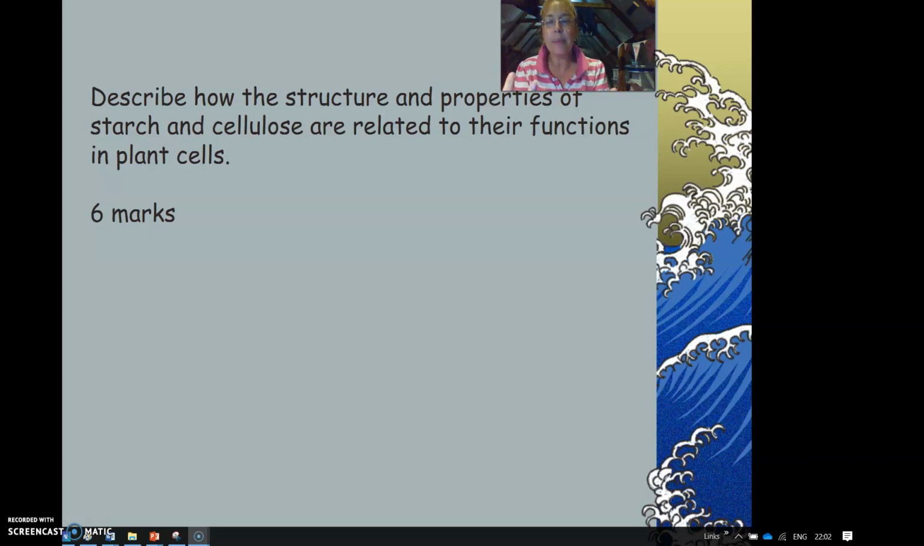So imagine I couldn't see a picture. You could draw a picture, or you could describe it in words. If you draw the picture, you need detailed labels. So I want a description of both the structure and the properties of both starch and cellulose, and how those structures and properties are linked to their functions, their jobs in plant cells. 6 marks, so I want 6 clear bullet points, and we'll go through that next lesson.